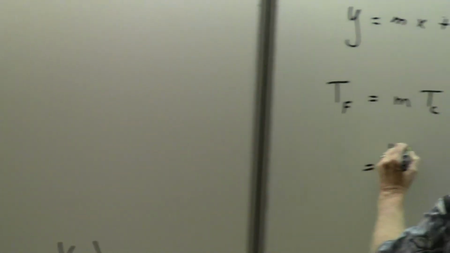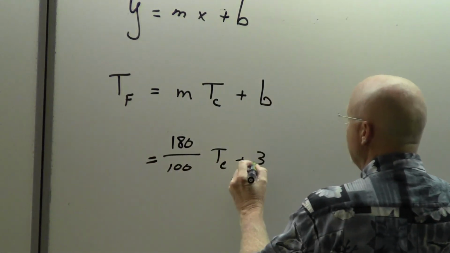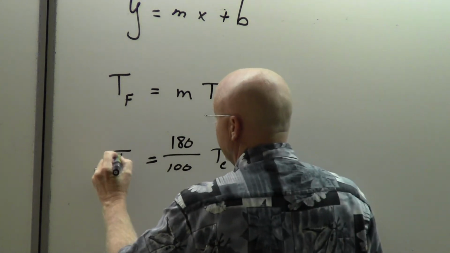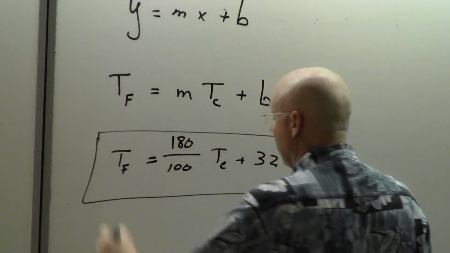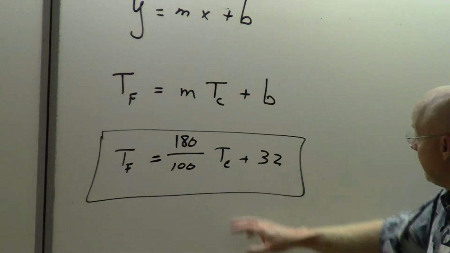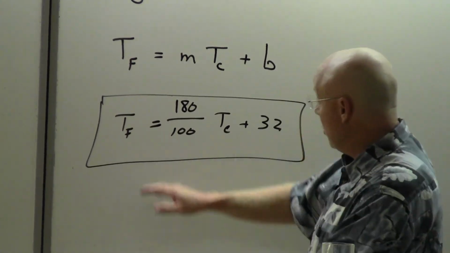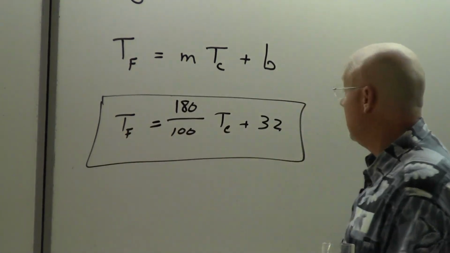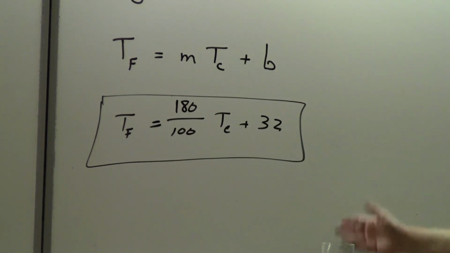So the slope here is pretty easy. It's just 180 over 100. And the intercept is 32. This then is the mathematical formula that you're going to need moving forward: if I give you the temperature in Celsius, you can get it in Fahrenheit, or the other way around. If you know the temperature in Fahrenheit, you can get it in Celsius. And I like it in this form.